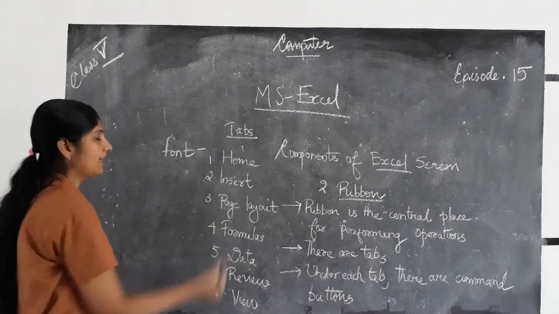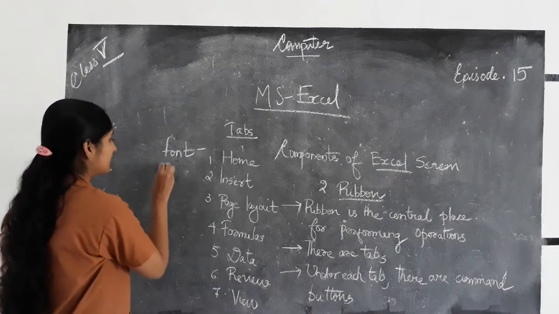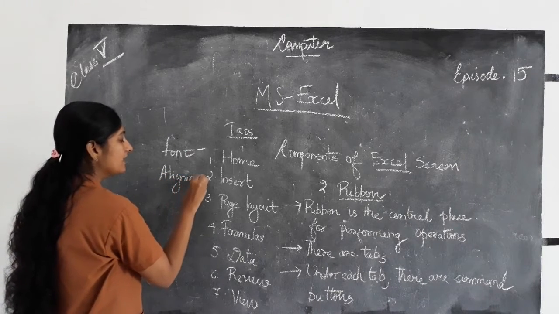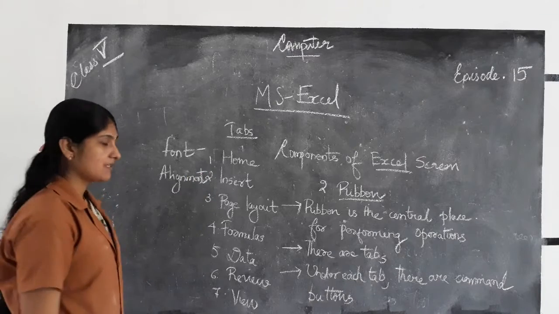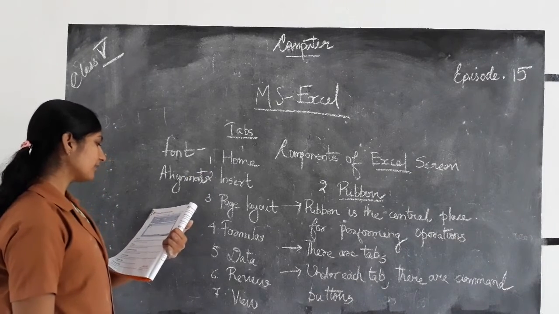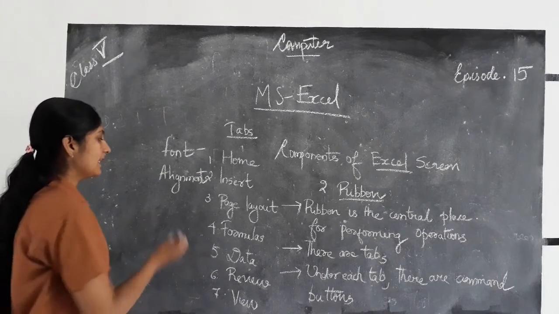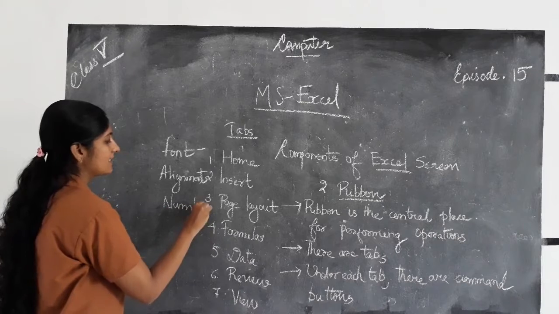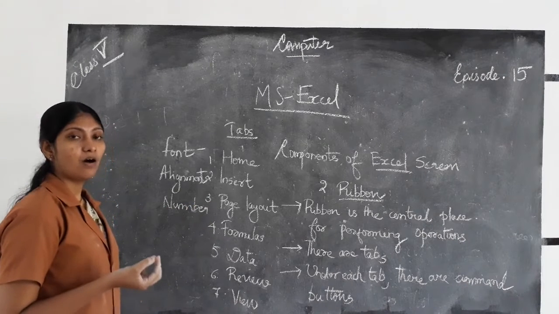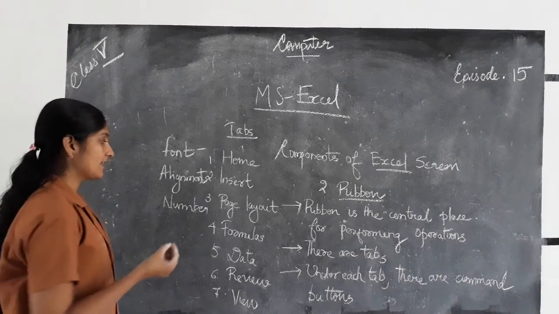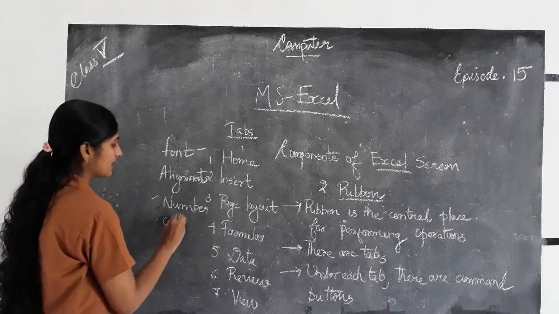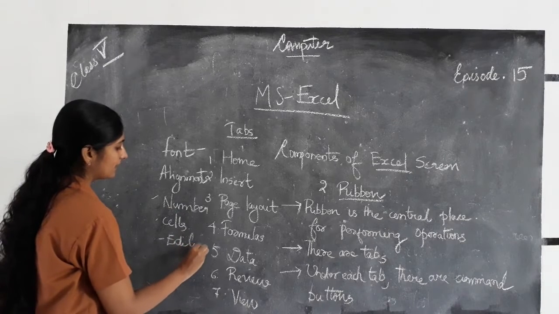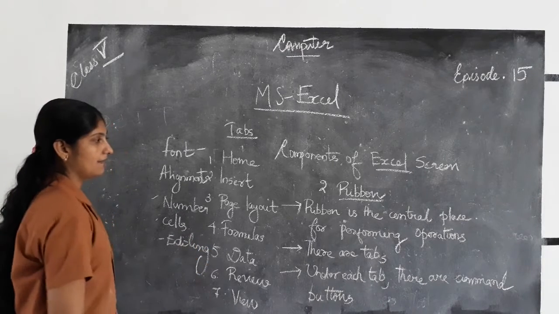That is font button. Then alignment buttons, alignment for aligning the text. Then next, cells, editing, number. Number means we can enter the number in percentage form or decimal form, etc. That is number. Then cells, editing. So these are some of the buttons under each tab.